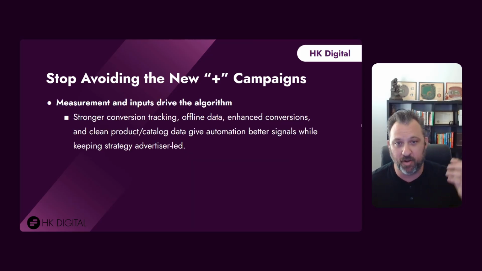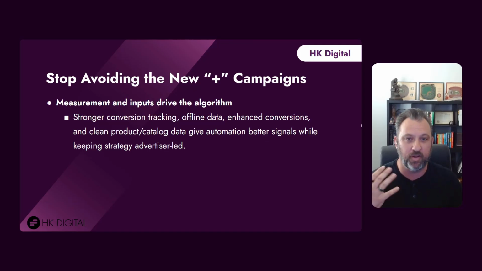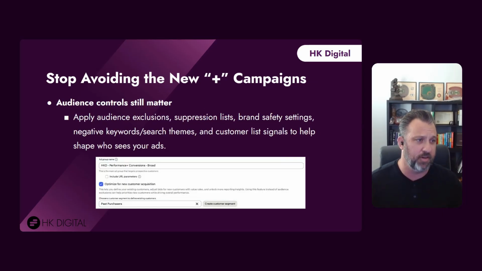Now, measurement is also key. If you don't have your measurement buttoned up, if you're not tracking sales, if you're not tracking page views, content views, browse abandonment, every little micro touch point you can imagine, it's going to be a lot harder for that algorithm to learn about your audience and give you the objective that you've selected back to you. So make sure your measurement is good, and then make sure you're selecting the right objective.